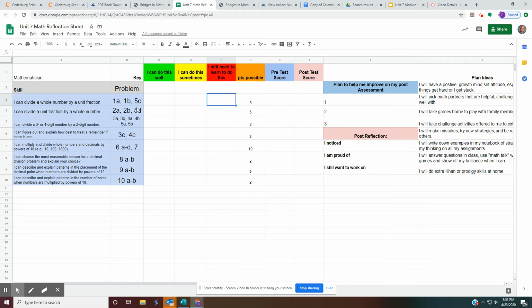is worth 2 points. Again, just like what we did in the beginning with this first one, reflect. Can you do this well? Did you get all the points right? Can you do it sometimes, or do you still need to know how to do this?